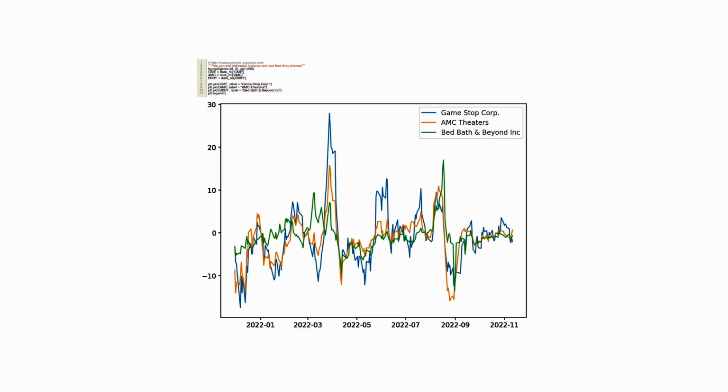Finally, it adds a legend to the plot, which helps to identify which line corresponds to which company. This visualization is useful for assessing how these stocks have moved in relation to each other over a specified time frame, which can inform trading strategies and the development of predictive models in deep learning.